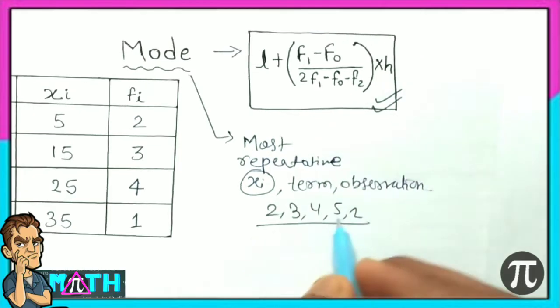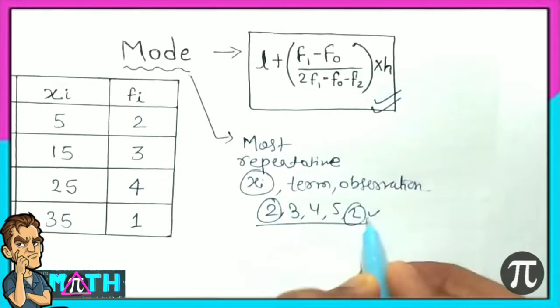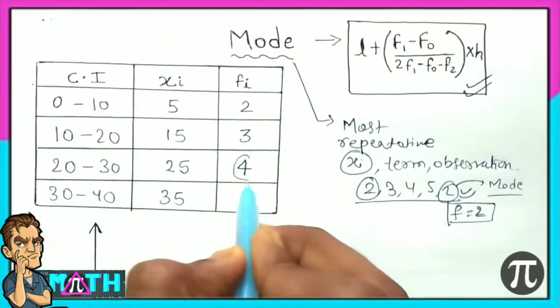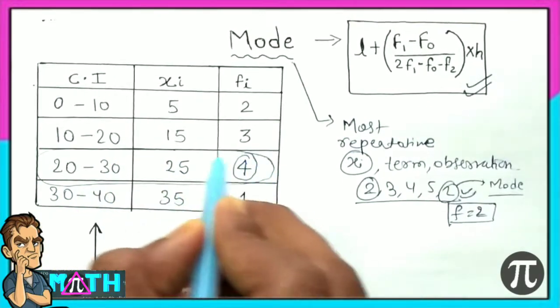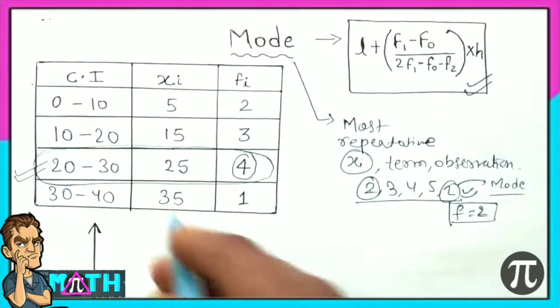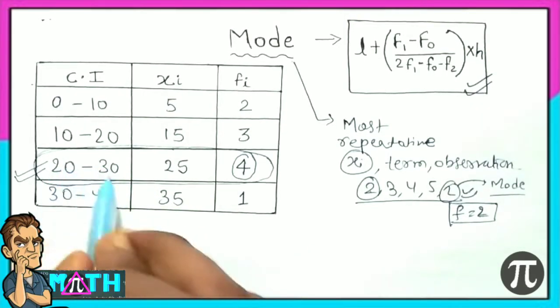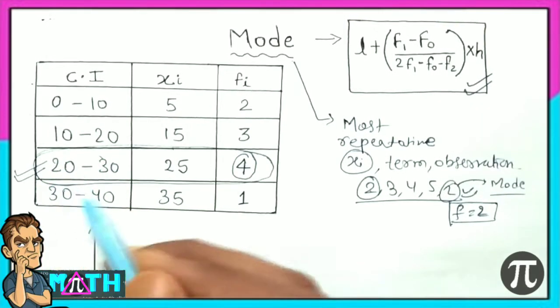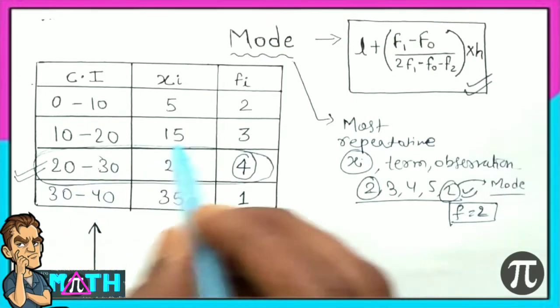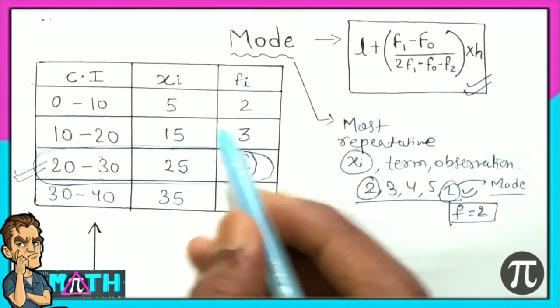So let's take an example. Here the mode is 2, as it has the maximum frequency. So here the maximum frequency is this. This one is the modal data and ci is called the modal class. Now the mode lies in between this ci, the modal class, but this is not an exact number, this is an interval. So how can you predict the exact mode?